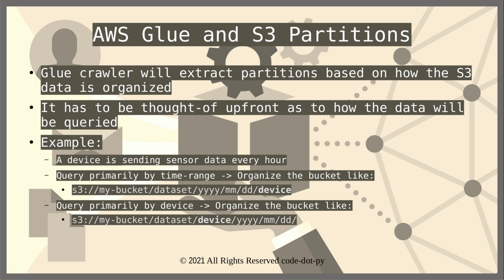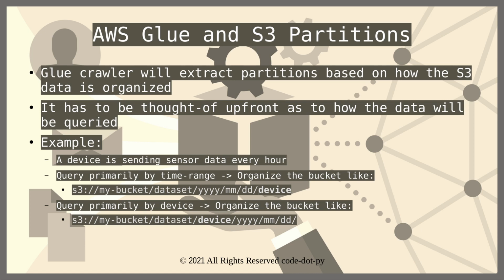For example, let's say we are trying to record information coming from a device which is sending sensor data every hour, and we want to query the data primarily by time range, for a particular year, month, or date. Then the structure could be something like this, shown here, where we have partitioned the S3 locations on the basis of time, where every year will have a month and a date, and then the device-specific information getting captured.